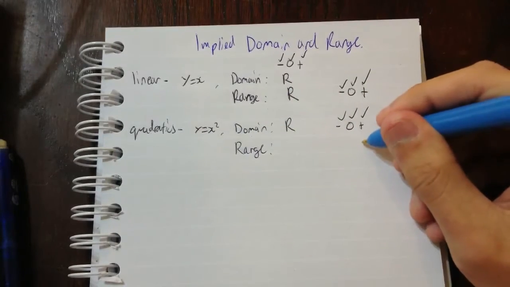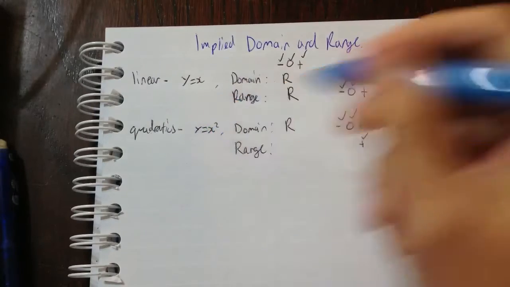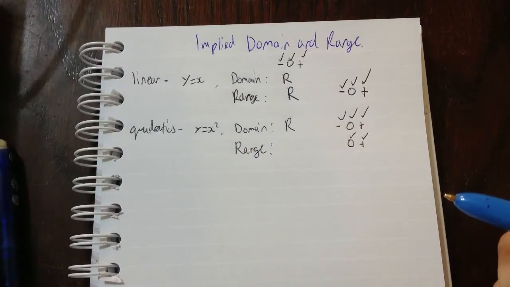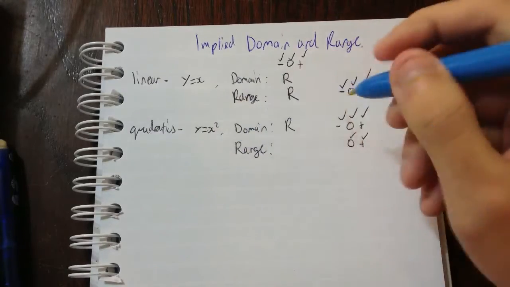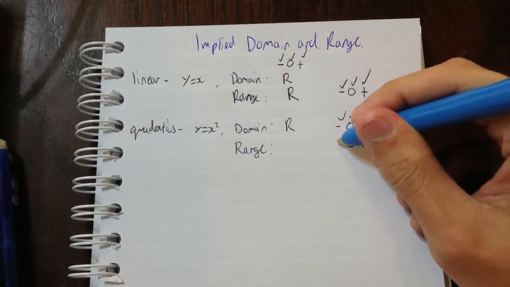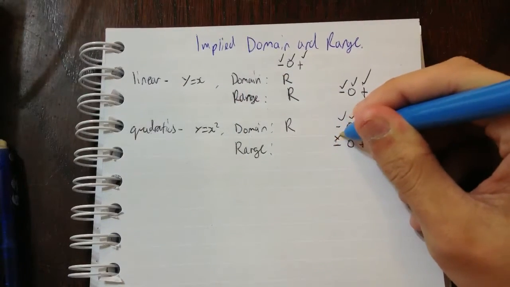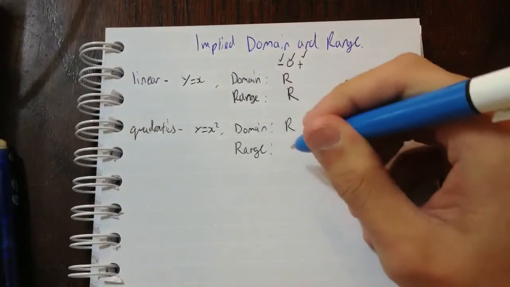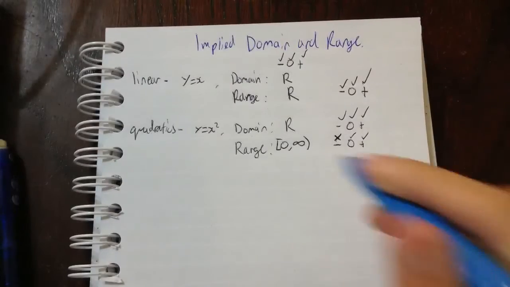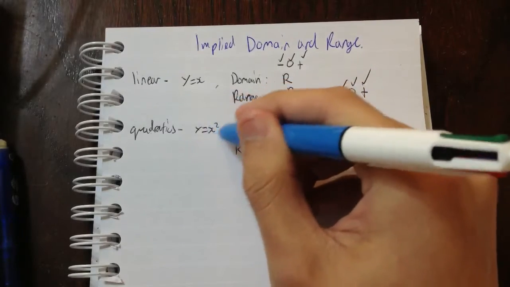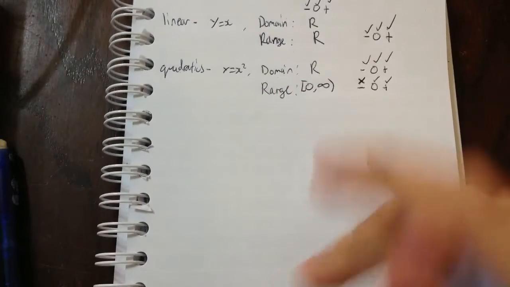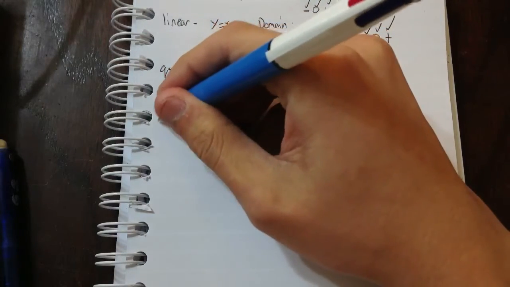Well, can y be positive? Yes, if x is some number. Can y be 0 when x is 0? Yes. But can y be negative? No. Y has to be greater or equal to 0, because no square numbers can be negative. So that means our range is from 0 to infinity. So the message to learn here is that this thing is always greater or equal to 0. I'll show you how to use that in practice, but we're going to go through a few more equations first.